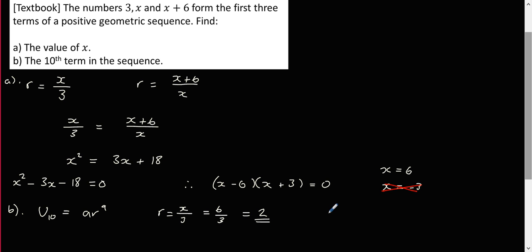And we know that our a is 3 because it was given to us in the question. So a is 3, r is 2. So we've got 3 multiplied by 2 to the power of 9, which is 1536 again. So again, just using those properties, dividing to find a common ratio, solving a little equation, and then using the information that we've got.